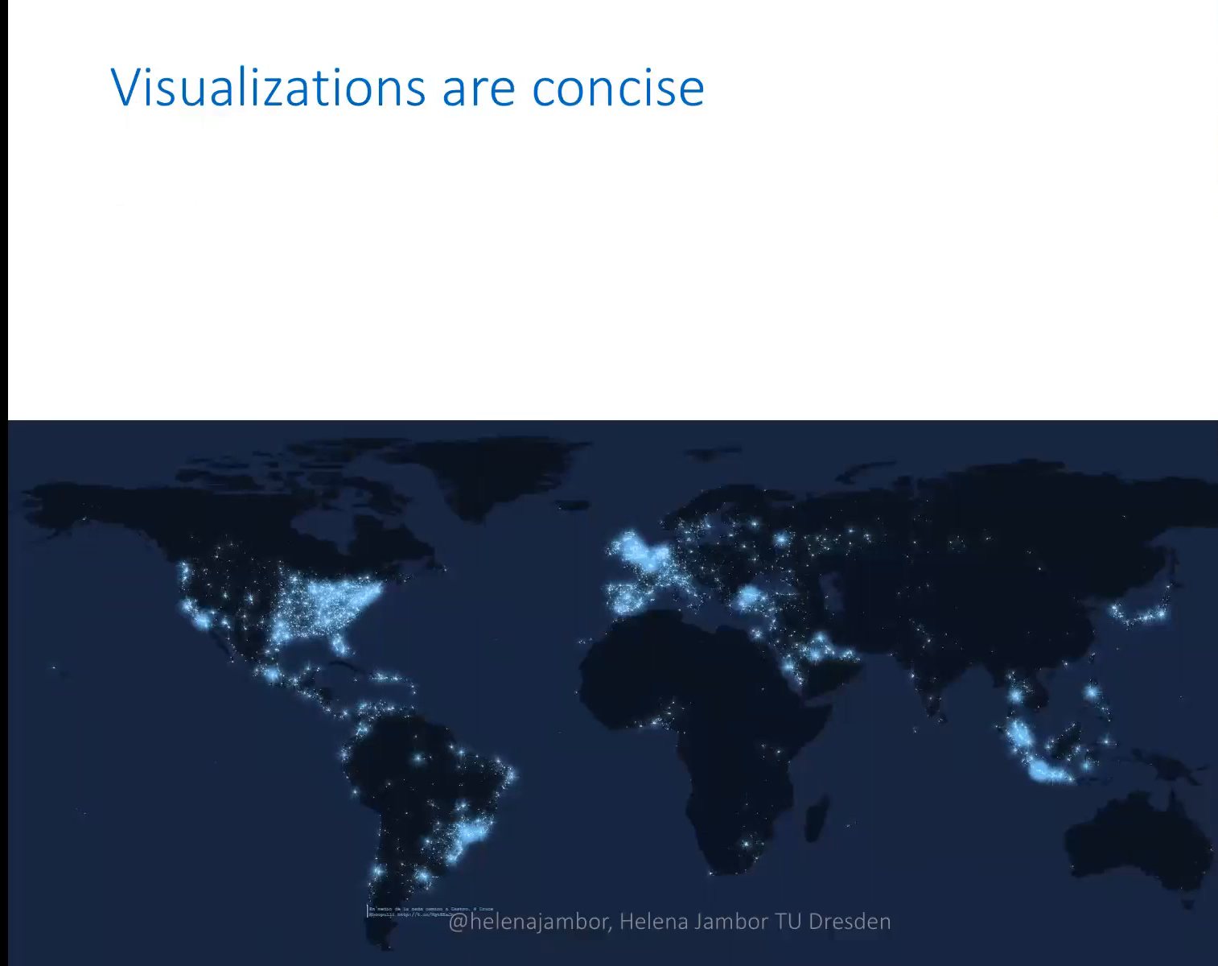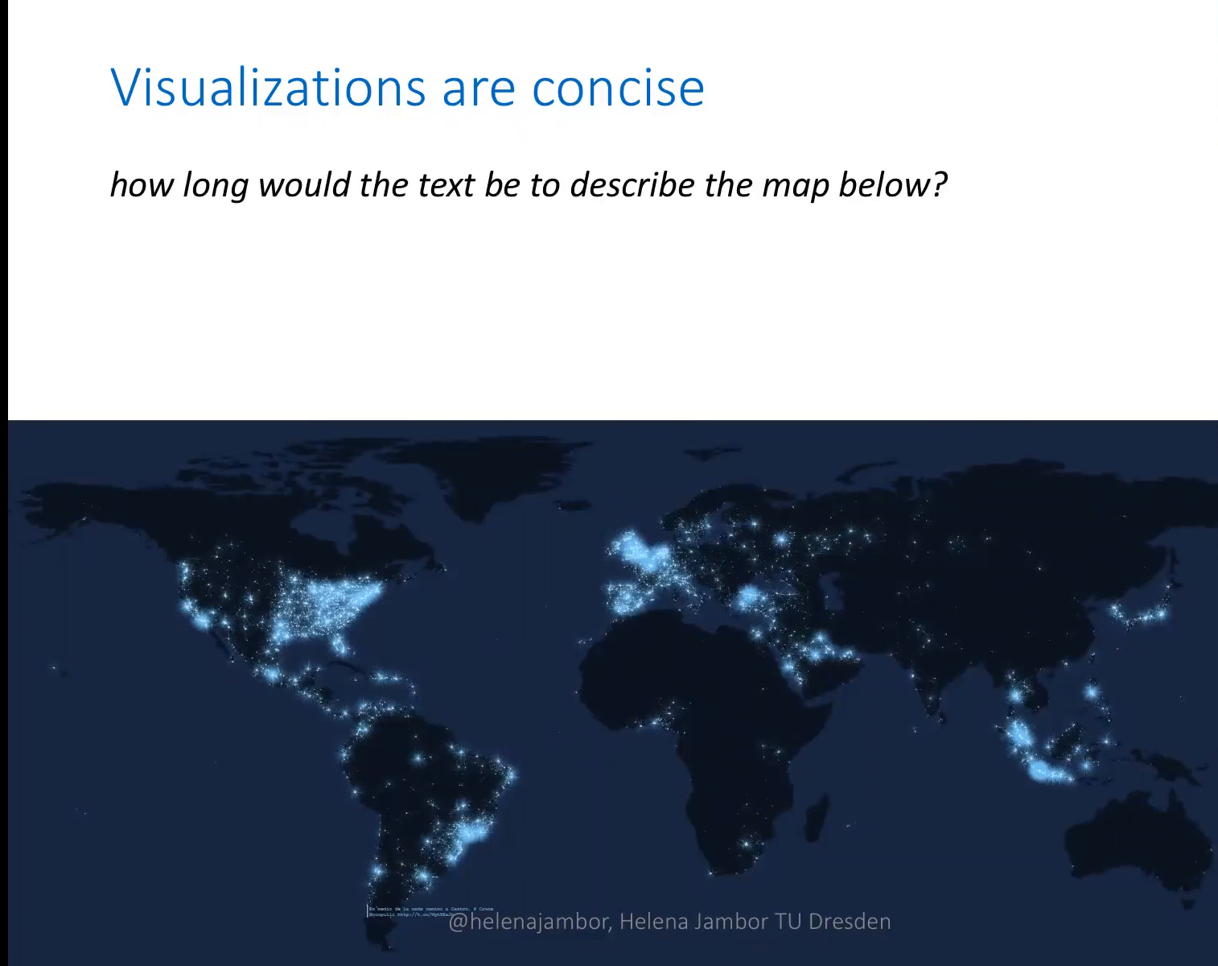As I said, visualizations are very concise, and what you can see here is a map of the world, and something is highlighted on top of it. The light blue sparks are indicating where people were sending tweets out last night. If you briefly think about how long it would take to describe this picture in words, it would probably become a small book to really describe the contours of all the countries and the place of all the little blue dots where a tweet was sent.